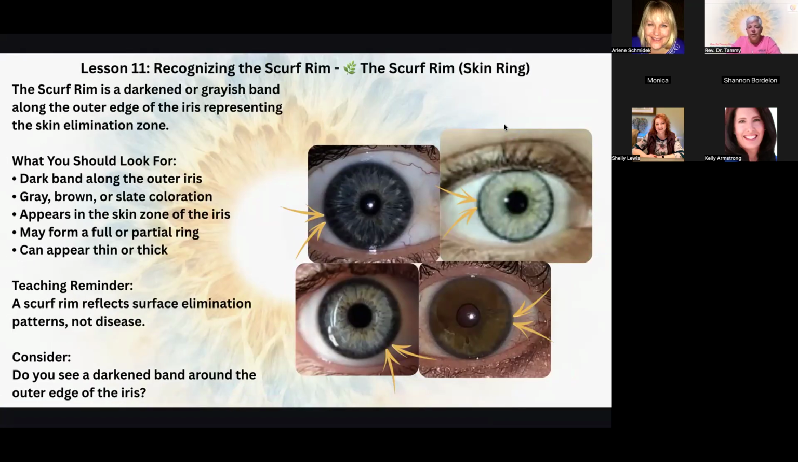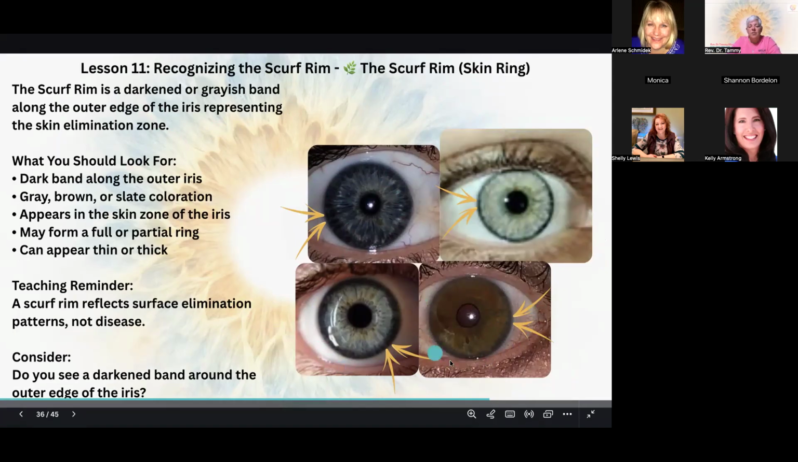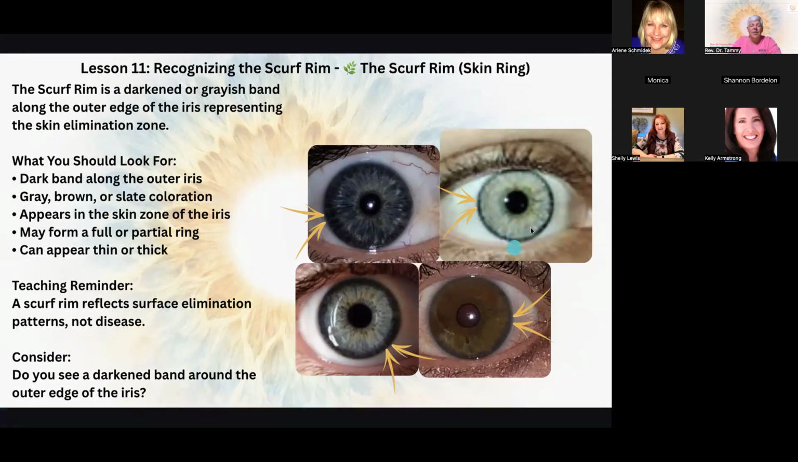All right, scurf rim is the skin ring. The scurf rim is a darkened or grayish ring. This one is a really dark scurf rim. This one too. This one's not so bad, it's more gray. And then this one, this is not a very good picture, but this is a lot of inflammation and acid in the body. This is a blue eye, but the white is the acid, the inflammation. That's why it's white.